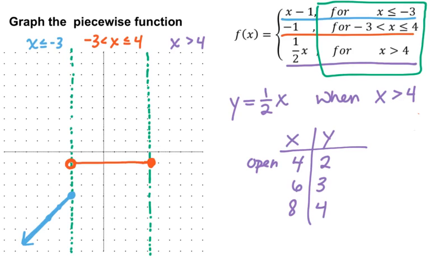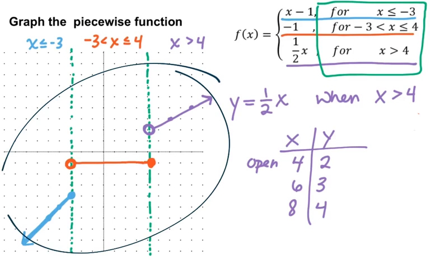So I'm going to plot these points, 4 up 2, and making sure, since we know we can't touch this, that's an open dot there. 6 up 3, and 8 up 4. That gives us the rest of our piecewise function here. So this graph, what we're looking at right here, that's what you need to be able to create.